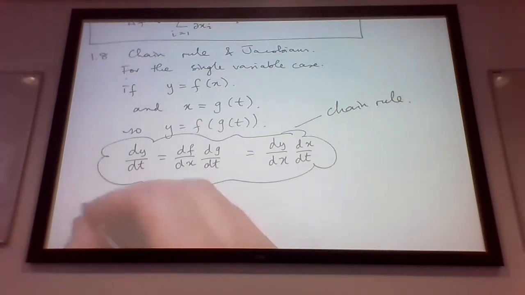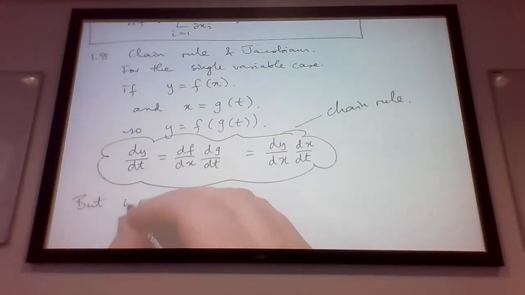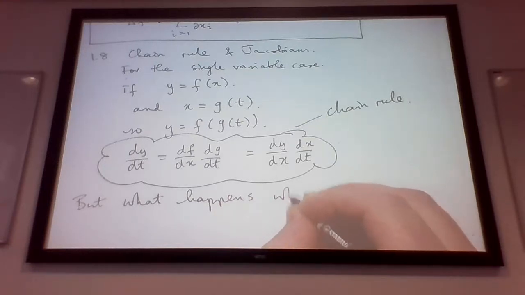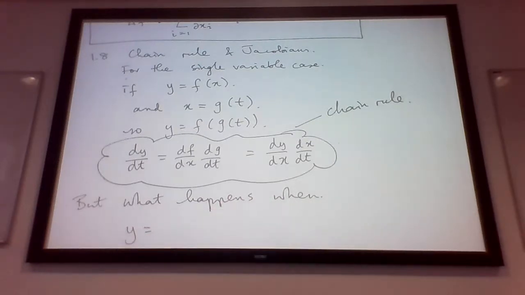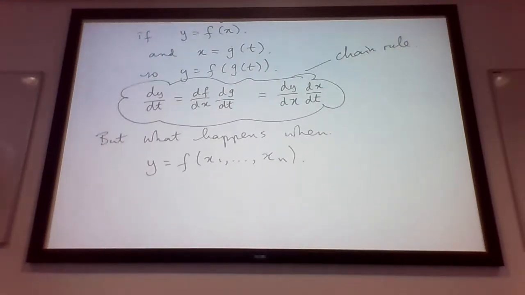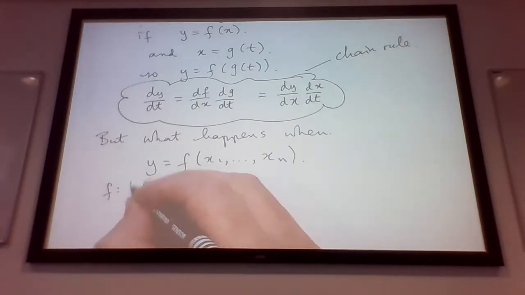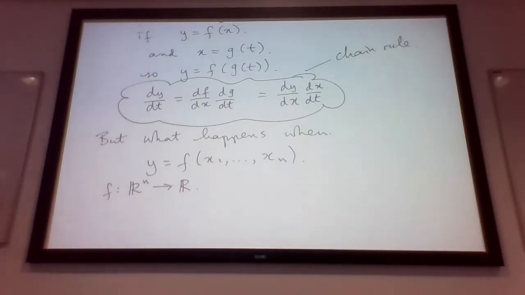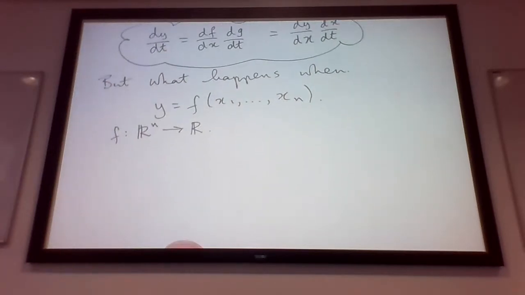Okay. But what happens, or what's the situation when your y is a function of more than one variable? Okay, so when y is a function of n variables x1 through xn, i.e. f is a function from Rn to R. It's a real valued function from the n-dimensional Euclidean space to the real numbers.